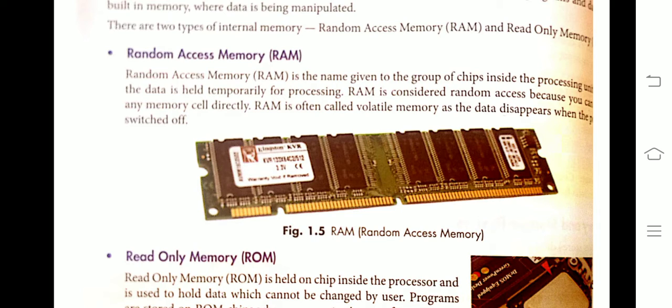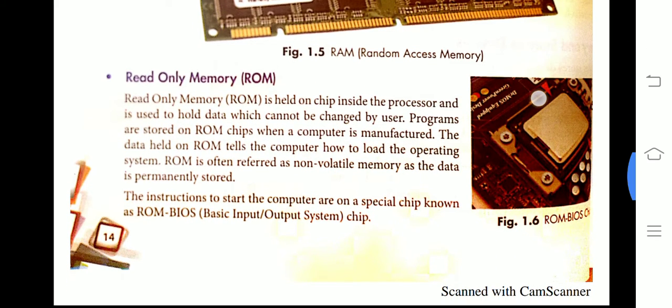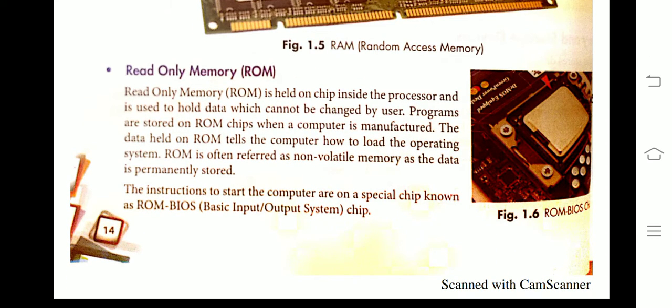So random access memory is a volatile memory, but read-only memory is a permanent memory. It is not volatile. Read-only memory is held on a chip inside the processor and used to hold data which cannot be changed by the user.